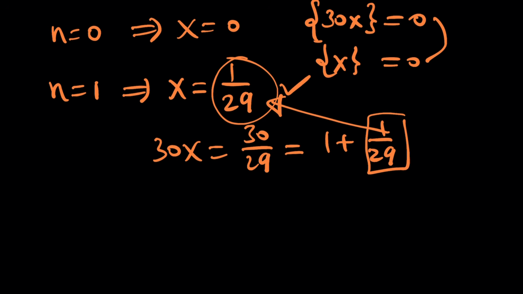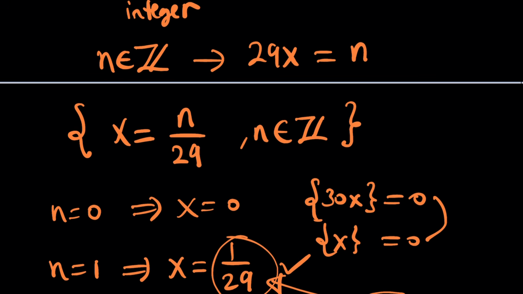That's interesting. If you have a number between 0 and 1, its fractional part is itself, because you can write that number as 0 plus 1 over 29. In this case, the floor value is going to be 0, because this number is between 0 and 1. Make sense? Okay, great. So this basically gives us all the solutions.